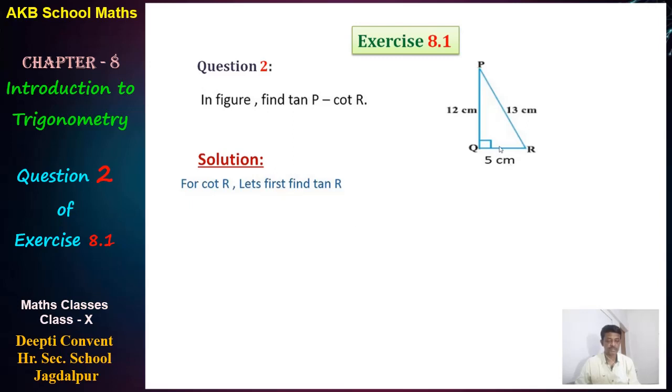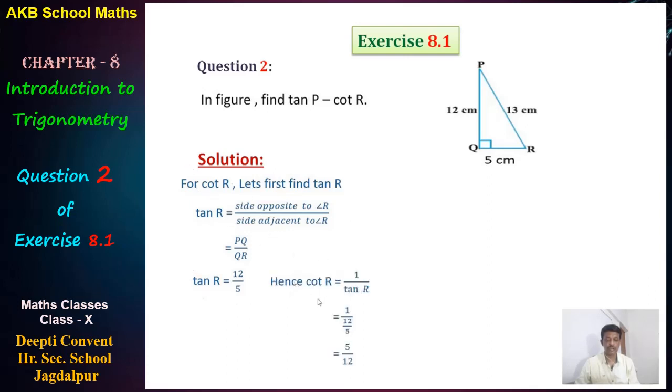Perpendicular by base. This is the base. So the side opposite to the angle R and the side adjacent to R, like this, PQ by QR. That's tan R equals 12 by 5. So tan R is this. Now cot R. Cot R equals 1 upon tan R, because cot R is the reciprocal of tan R. So tan R is 12 by 5, and cot R equals 5 by 12. So this is the value of cot R.